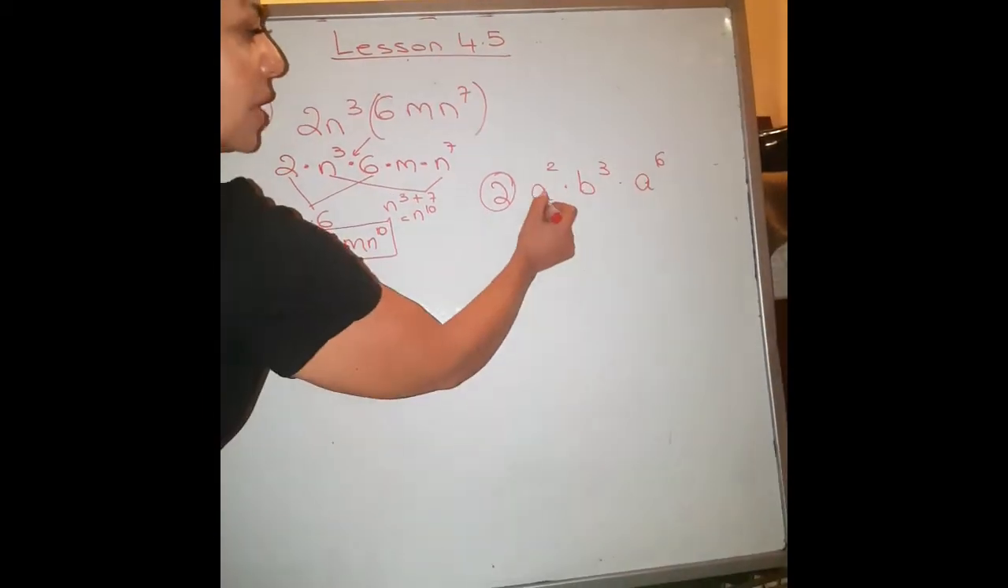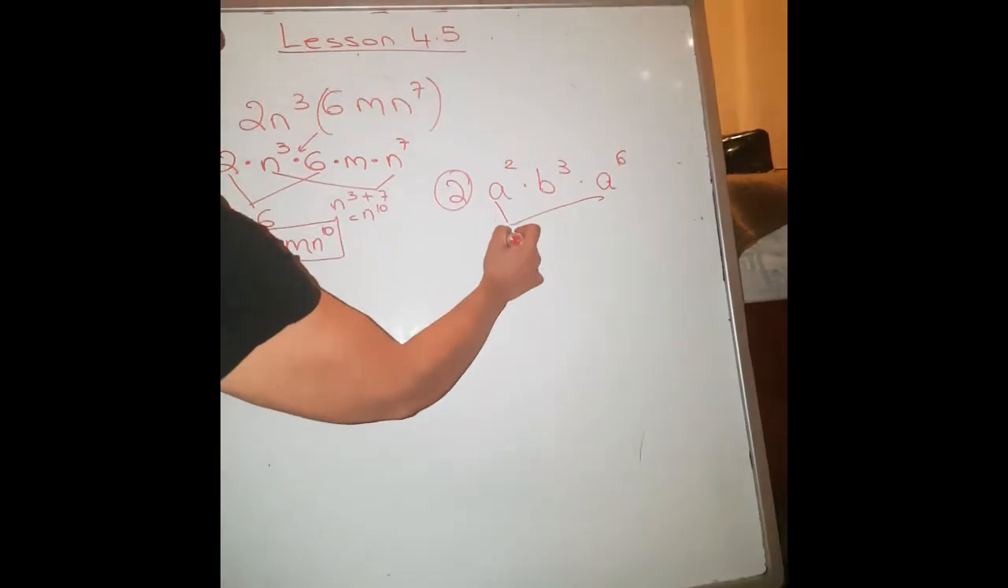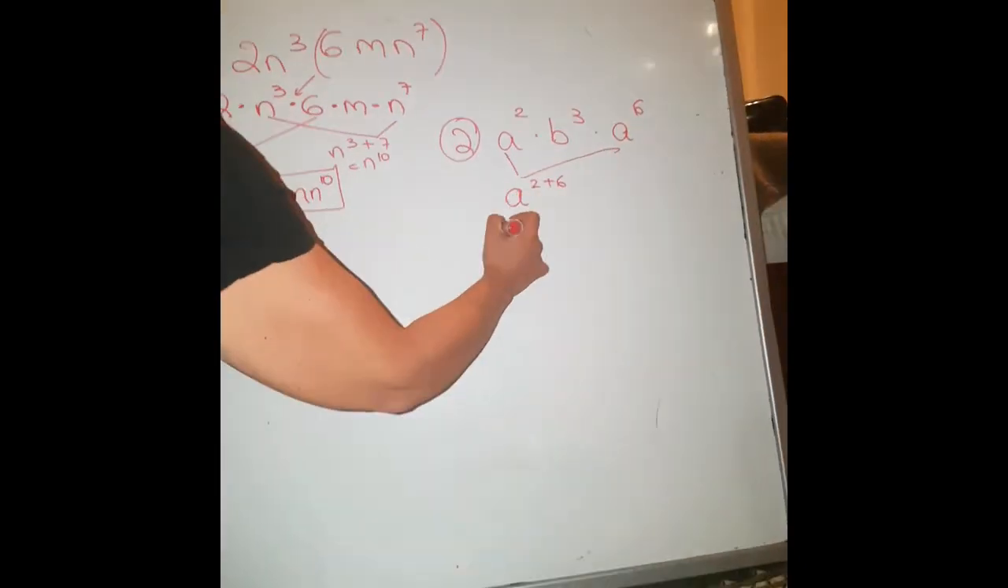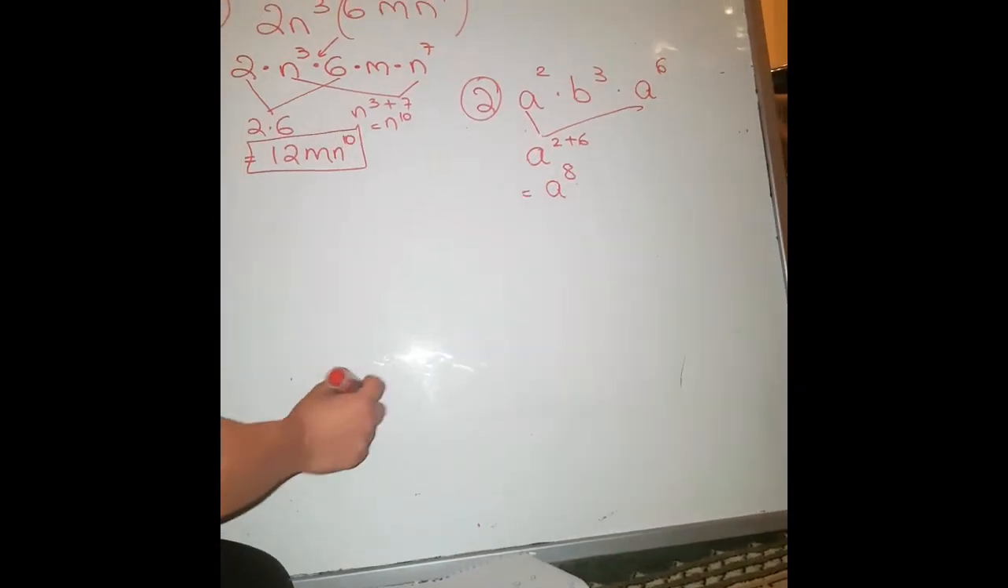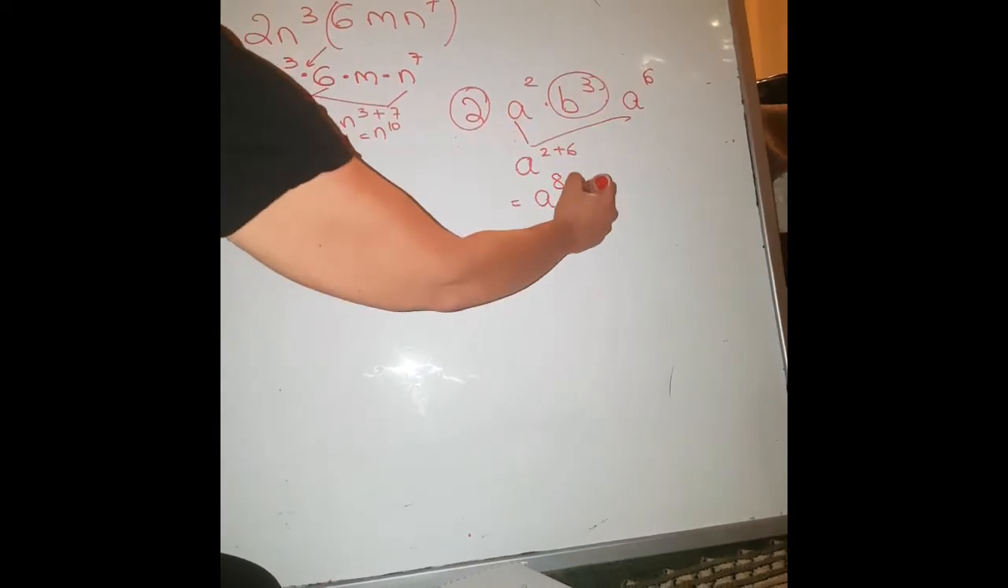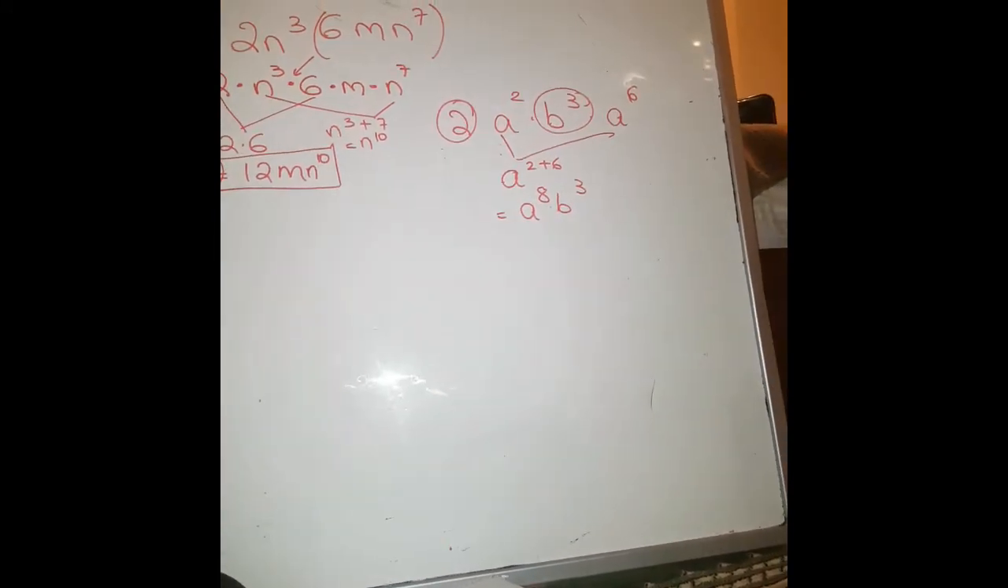Here, the second example. Where are my like terms? The a's. Because I'm multiplying, I'm adding my exponents. 2 to the 8th. What is left? b to the third. So it's a^8 b^3.